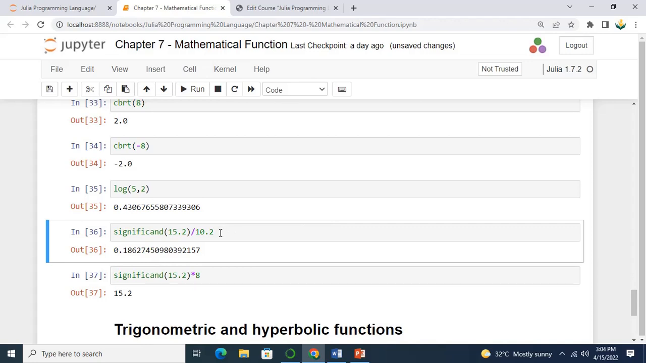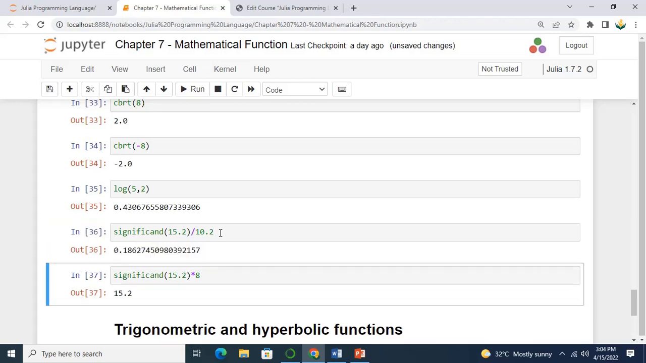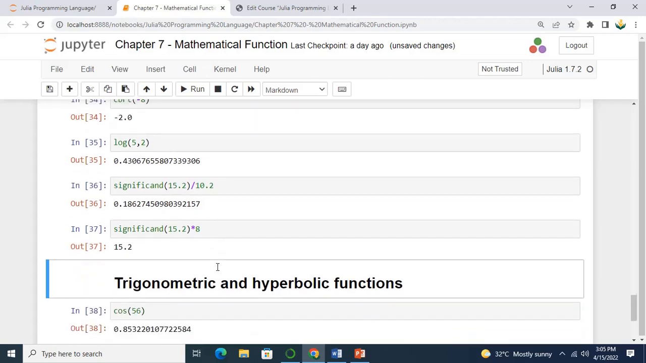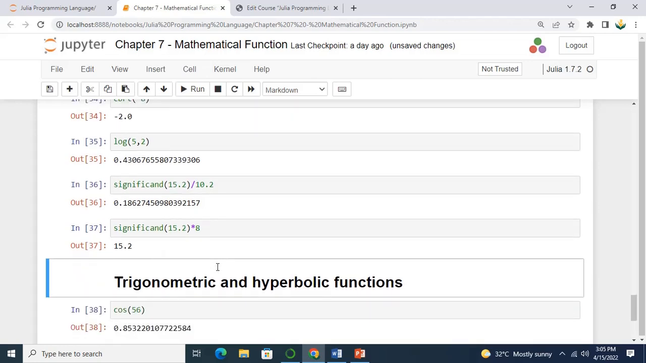In the same way we have arithmetic on numbers, where you can divide floating point values. Let me run this. So we are going to get the value as 0.186. You can try multiplication also. In my case I have taken 15.2 asterisk 8, so I'm going to get the value.